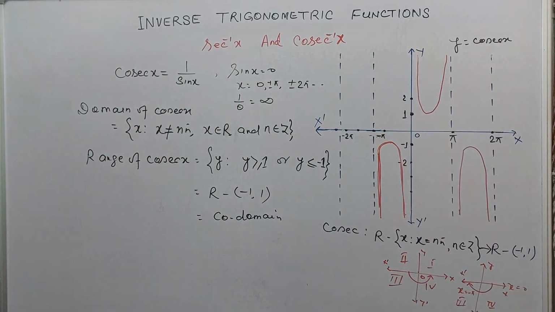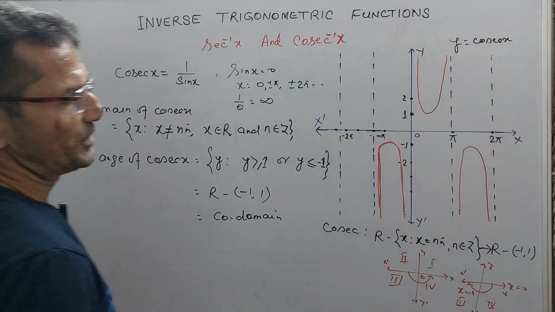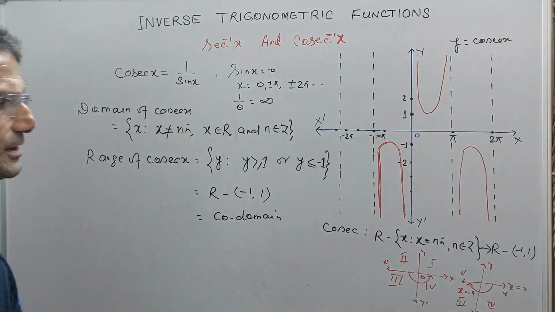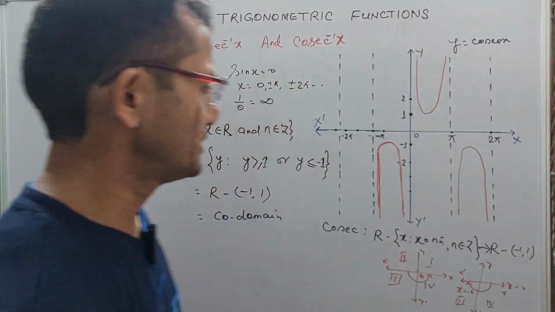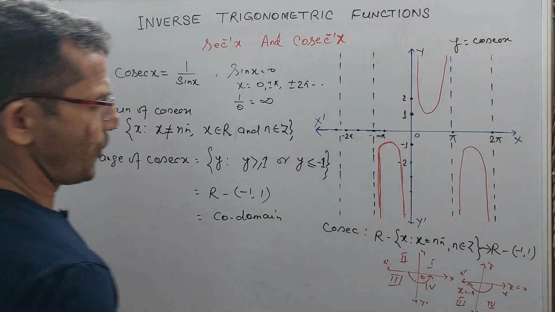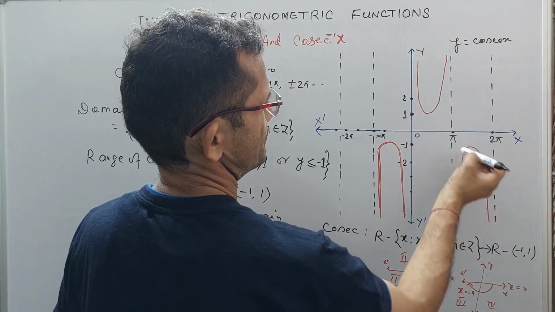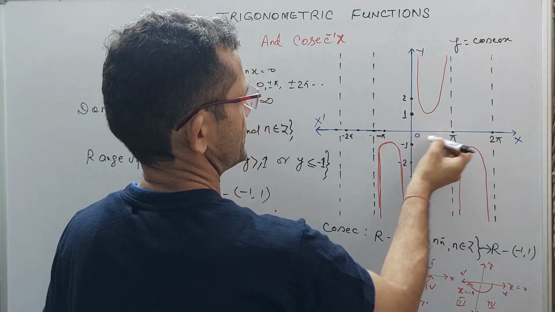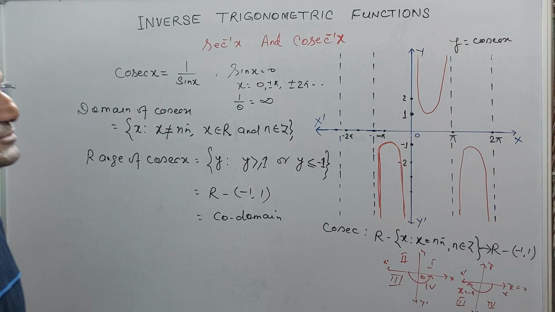So we have seen that this graph is not one-one, it is a many-one type of graph. If I restrict the graph to some interval, then it will be one-one and onto. So we have taken the intervals: from pi to 2 pi, 0 to pi, minus pi to 0, and minus 2 pi to minus pi. These would be the intervals.